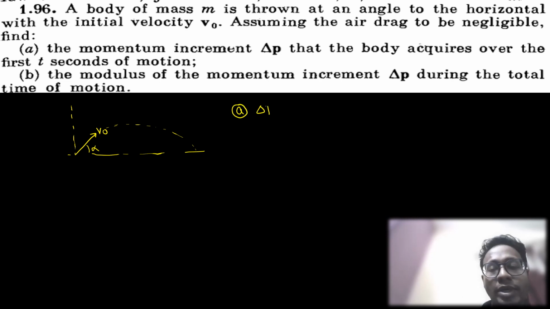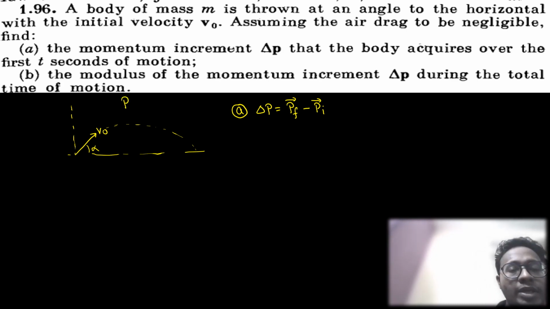That means what is the change in momentum? Final momentum minus initial momentum, and momentum is a vector quantity. What is the formula for momentum? Momentum is equal to mass into velocity. So out here the mass of the body remains constant, only the velocity will change. So let's see, it has a y component of v naught sine alpha and an x component of v naught cos alpha.